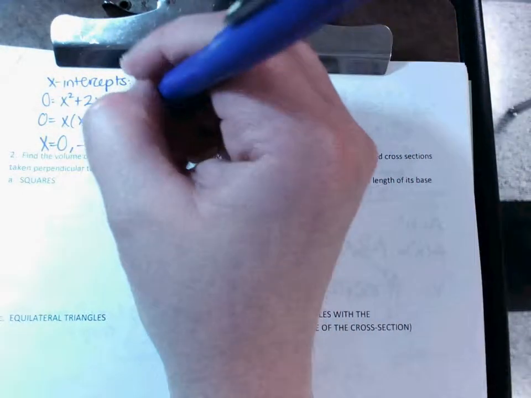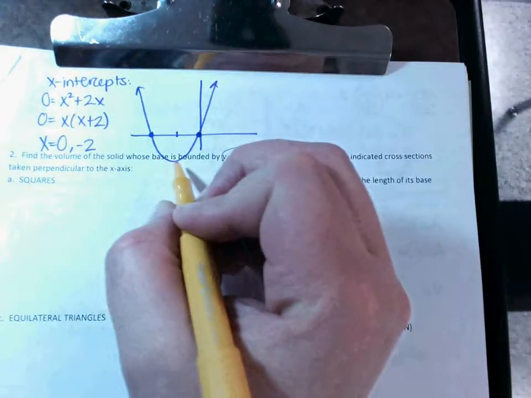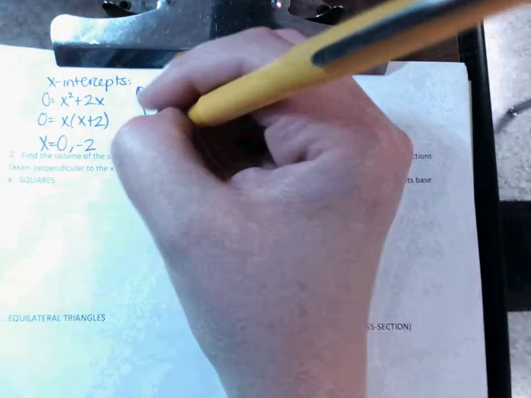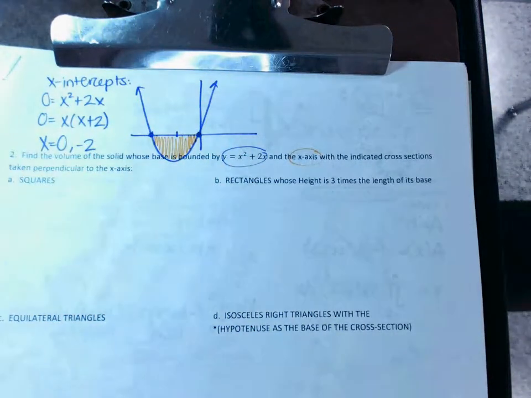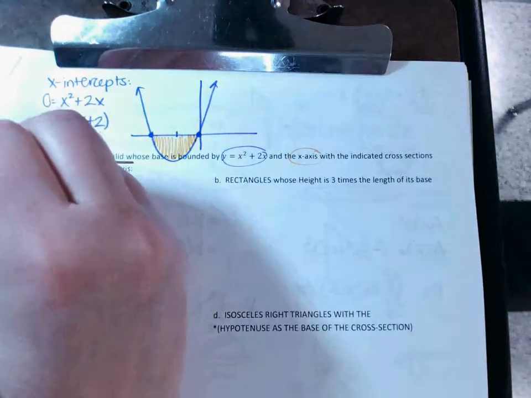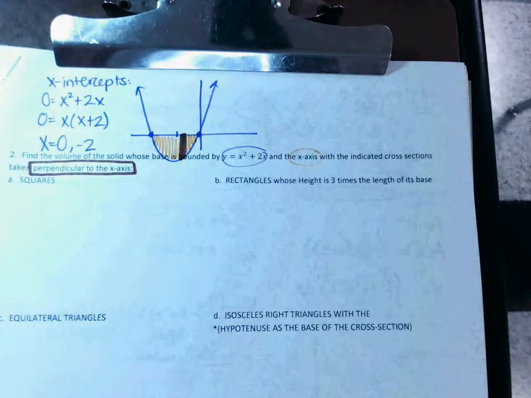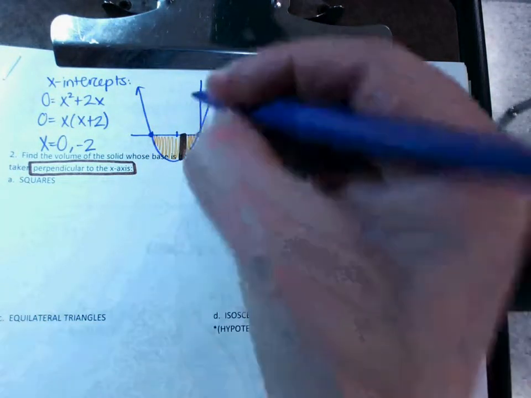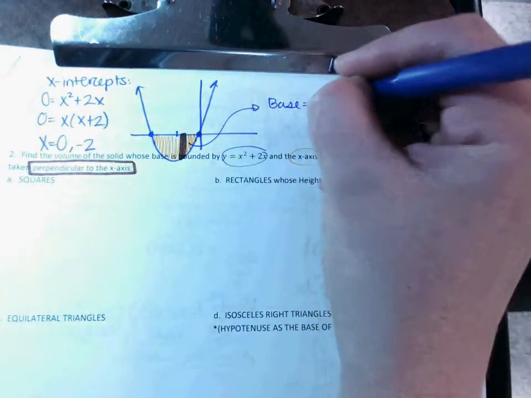Okay, and then here's my graph. So we know it opens up. Okay? Now, look what it says. I want the volume, and I want the base to be bounded by that and the x-axis. So that means that I need to stay right here in my graph. Then it also says that I want my cross sections to be taken perpendicular to the x-axis. So when I draw them in, that means that they're going to have to be top to bottom, just like that. So I'm going to come over here and write my base equals top minus bottom.